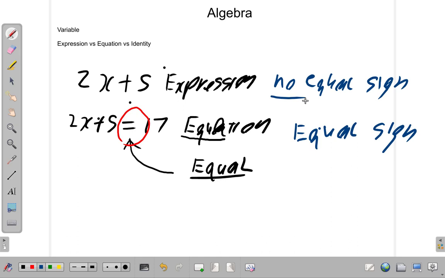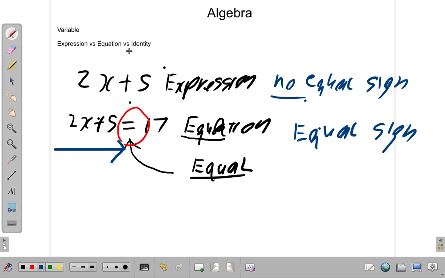The expression does not have an equal sign. The equation is saying that this expression on the left is equal to the expression on the right. On the left here we have 2x plus 5. On the right we have 17. 17 is just a number, but you can consider it as an expression. It doesn't have a variable in it, but you say the left is equal to the right. What you have on the left is equal to what you have on the right, or what you have on the right is equal to what you have on the left. But you know, we read from left to right, so we're going in this direction.